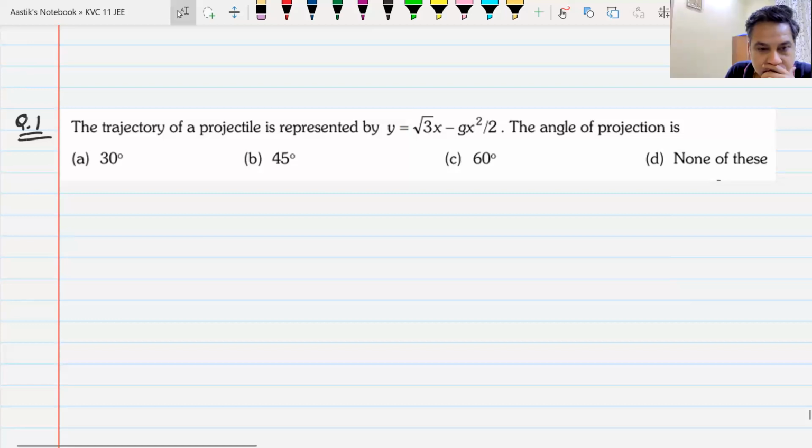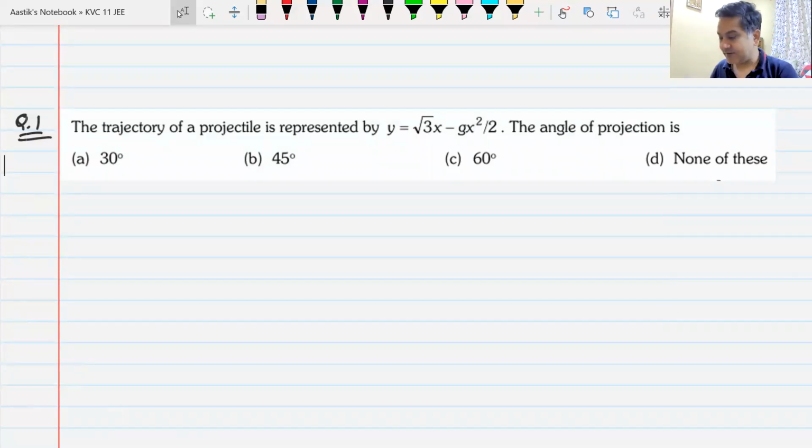Sir, option C, sir. That is absolutely correct, sir. How did we get it? We just know the equation of trajectory. We just compare the terms.